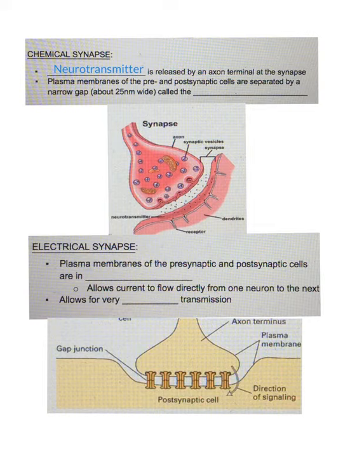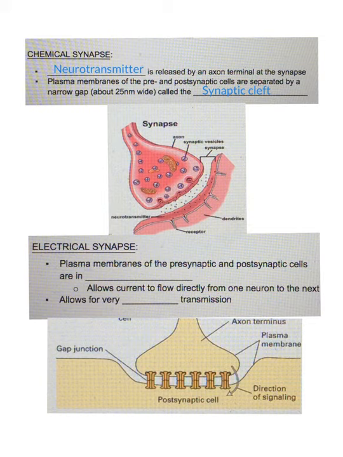Okay, so a neurotransmitter is released by the axon terminal. An axon terminal just means the end of the axon here. So this axon terminal will send out a neurotransmitter into this space here, and then it will attach to little receptors. The receptors are here, the little white things, that will attach to these neurotransmitters, and then the signal will get passed on. Okay, so plasma membranes of the pre- and postsynaptic cells are separated by a narrow gap. This narrow gap is called the synaptic cleft. The synaptic cleft is the general area right here where there's a little gap.